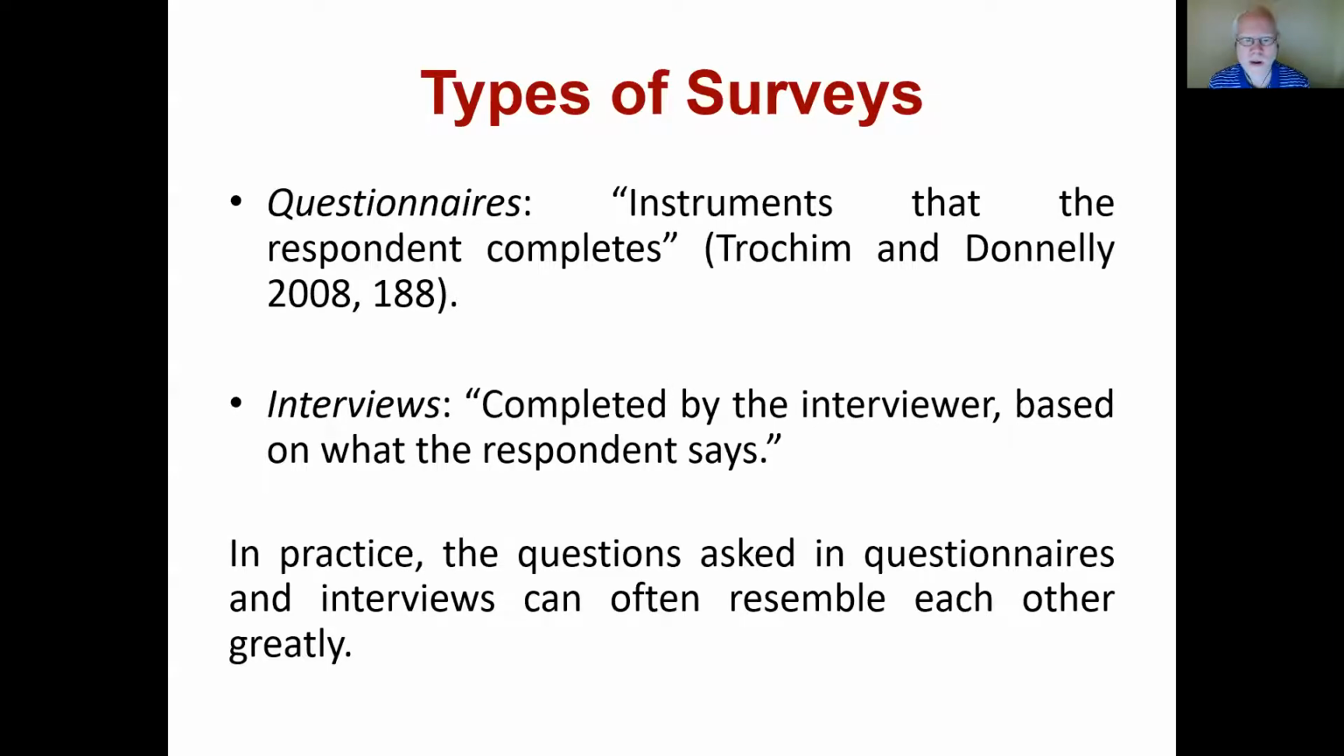So types of surveys can generally be divided between questionnaires and interviews. Questionnaires are instruments that the respondent completes, and interviews are completed by the interviewer based on what the respondent says. In practice, the questions asked in questionnaires and interviews can often resemble each other greatly. It just depends on who's completing it. If it's a questionnaire, it's the respondents completing it. If it's an interview, there's someone who's actually involved in giving the survey, reading the questions and noting down the answers. There are some important differences between both in terms of advantages and disadvantages we'll talk about later.